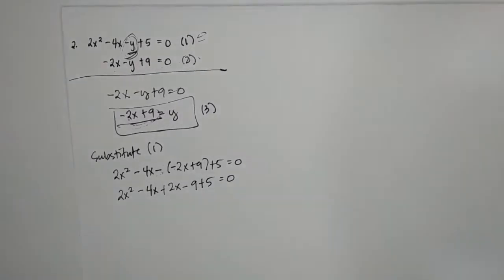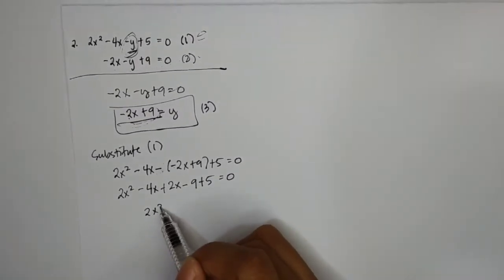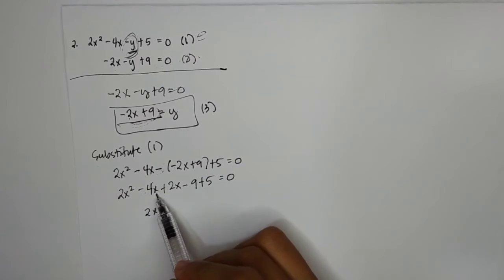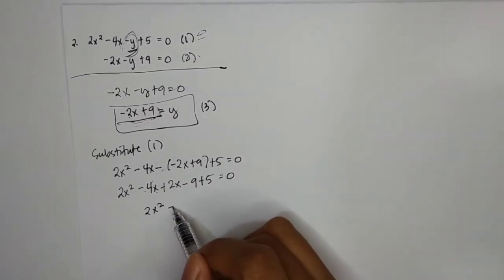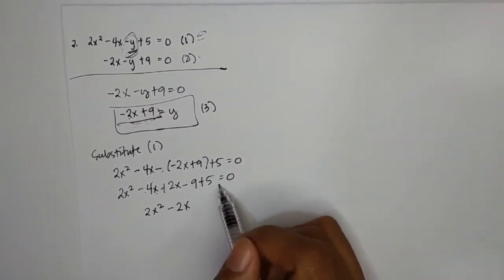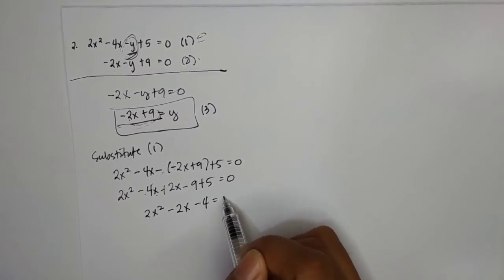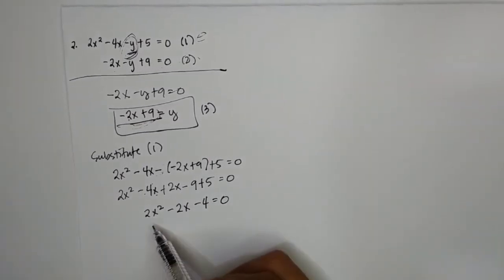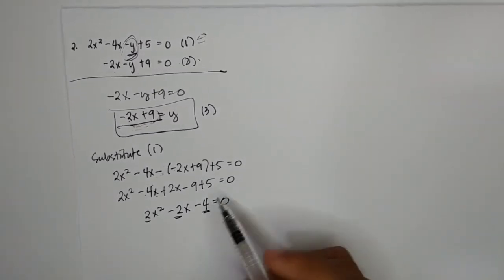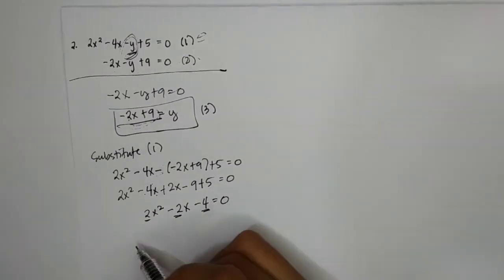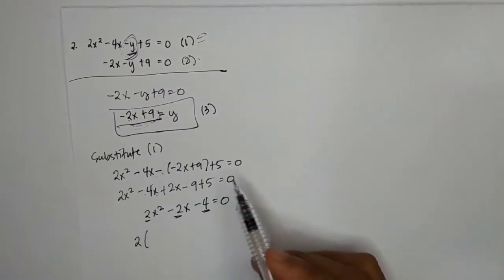So combine like terms, we have 2x squared, negative 4x plus 2x, this is negative 2x, negative 9 plus 5, that is negative 4 is equal to 0. Okay, as you can see, factorable siya by 2. So, pwede natin factor out yung 2. So, we have, ipalabas natin yung 2.